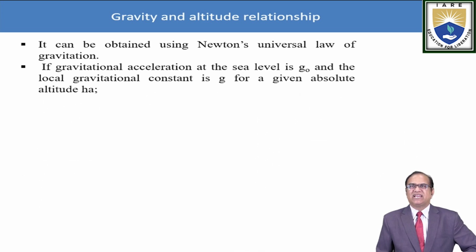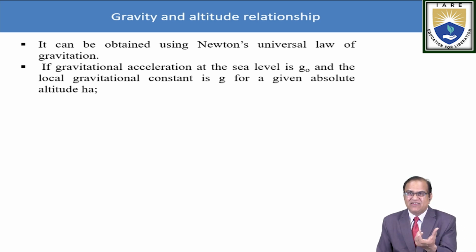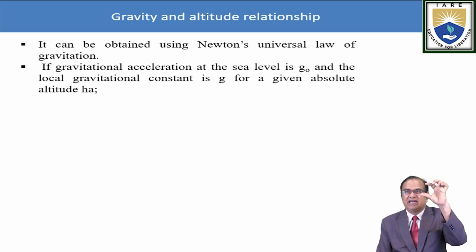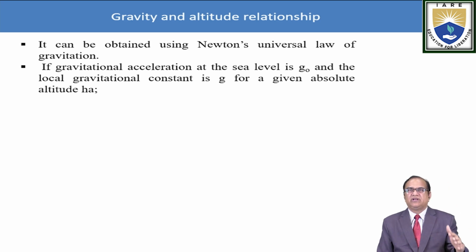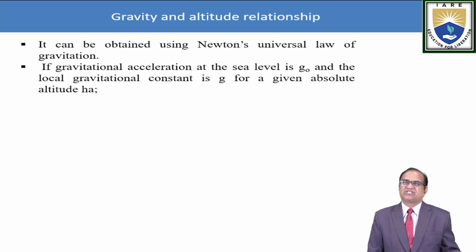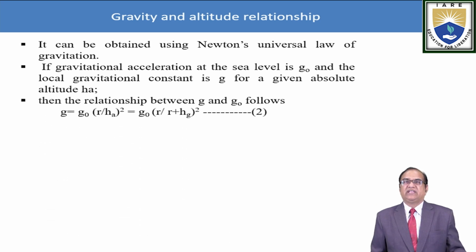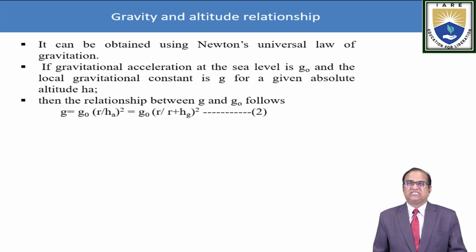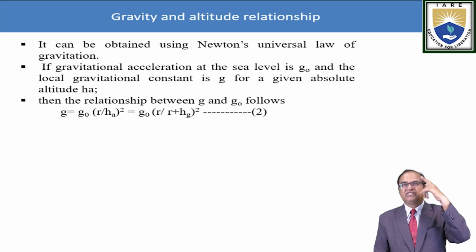If gravitational acceleration at sea level is g naught and the local gravitational acceleration is g for a given absolute altitude ha, then the relationship between g and ha follows that g is equal to g naught into r by ha, whole square, where r is the radius of the earth and ha is the absolute height.